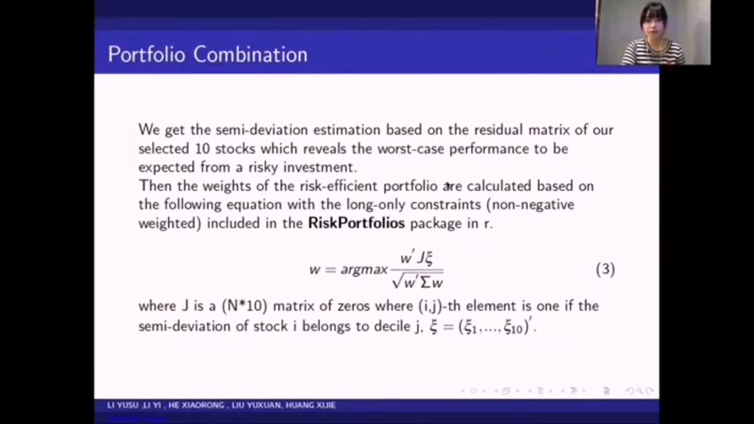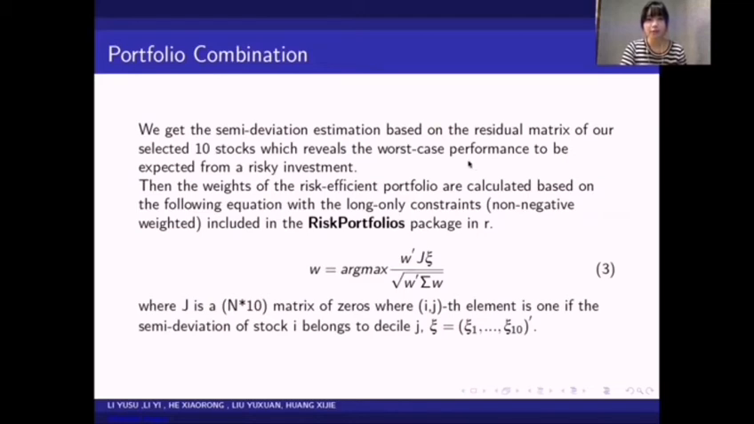I'm gonna introduce the basic theory behind our portfolio combination. After selecting the 10 stocks with the highest Sharpe ratios, we calculated the residual matrix of those 10 stocks and get the semi-deviation estimation of the residual matrix. The semi-deviation estimation can reveal the worst case performance to be expected from a risky investment.